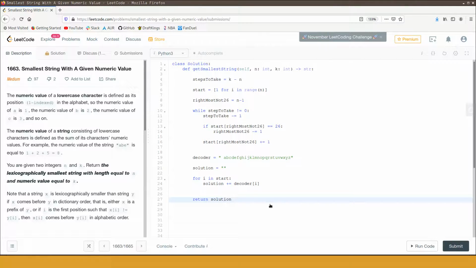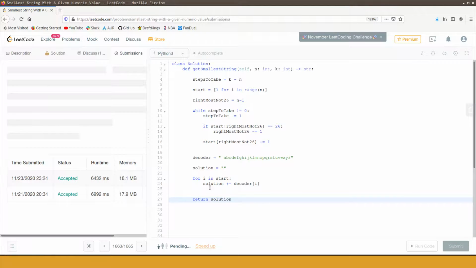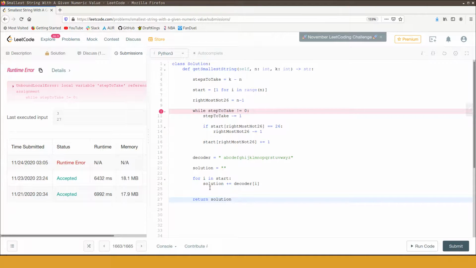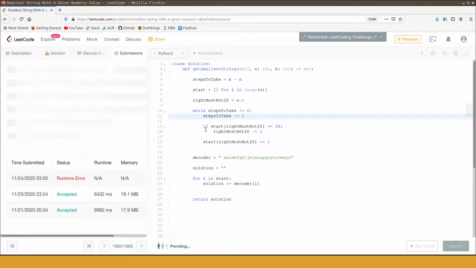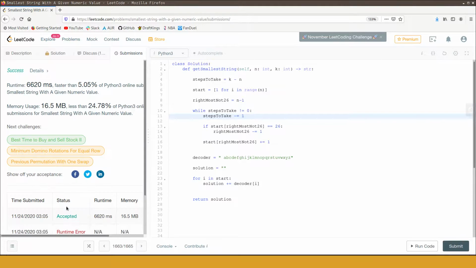Let's see if this works. Ooh, what did I do here? Steps to take. Oh, yes, I forgot to add the S. Syntax error. Very careless of me. Okay, so I believe it should work. As you can see here, I've already done this question before, so hopefully I should get this right. Okay, so we have it right.